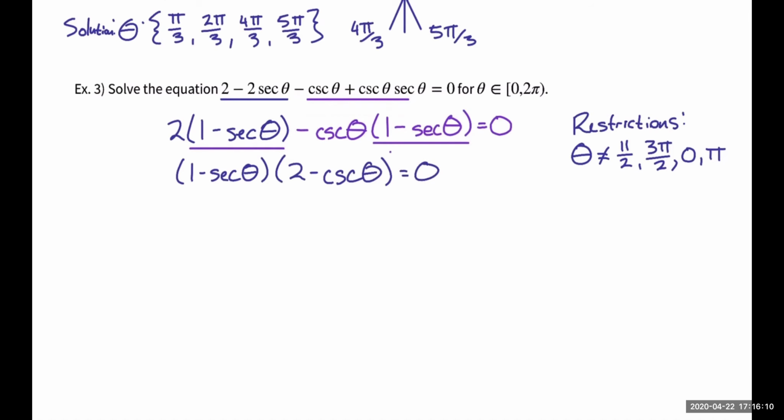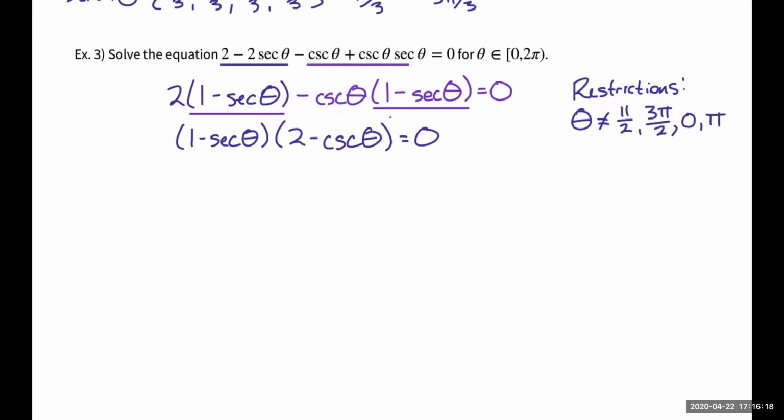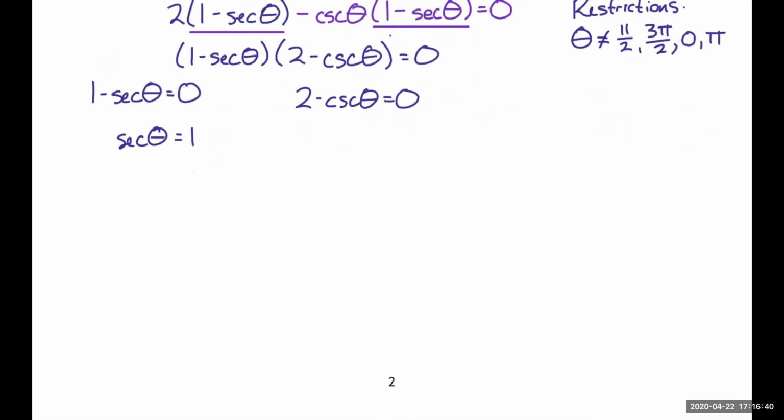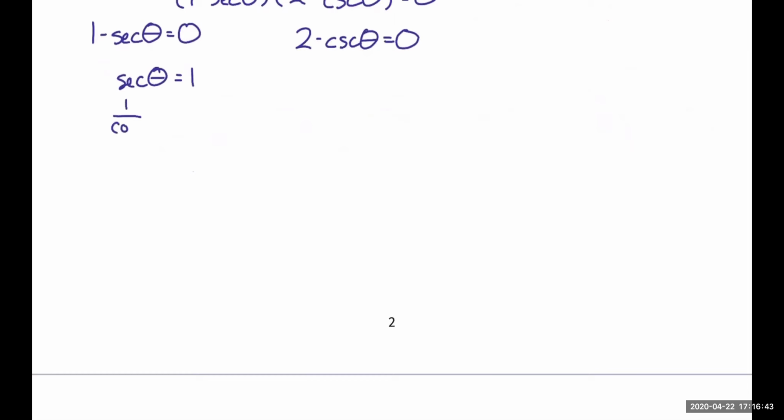And now we've gotten to the point where it's sort of just how it was before. We've got a factored form equation. It's equal to 0, and we can use our 0 product property and solve each of these equations individually. Our first equation being our first factor equal to 0, and our second equation being our second factor equal to 0. So you can see here that secant of theta is equal to 1. And you could rewrite this if you want to. That would be 1 over cosine theta is equal to 1, which would tell us that cosine of theta should be equal to 1.